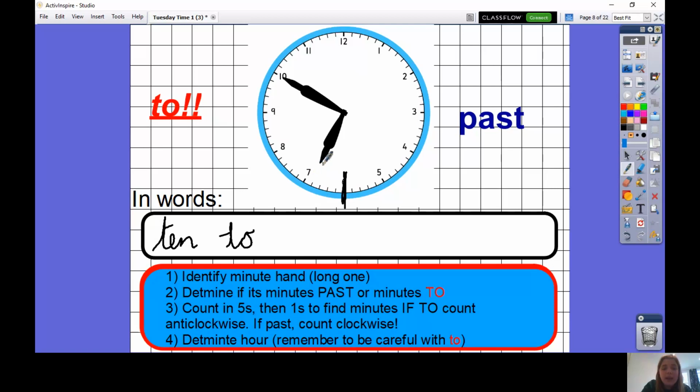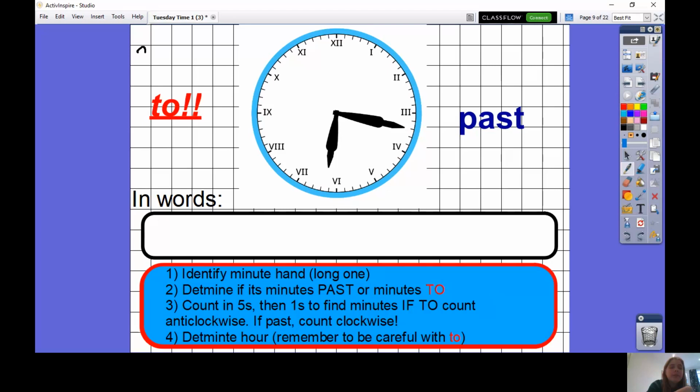The next hour. That means I want to know which hour have I not yet reached. That means it's 10 to 7. Really well done if you got question 1 correct, 10 to 7. You're going to have a go at this second independent practice question now.